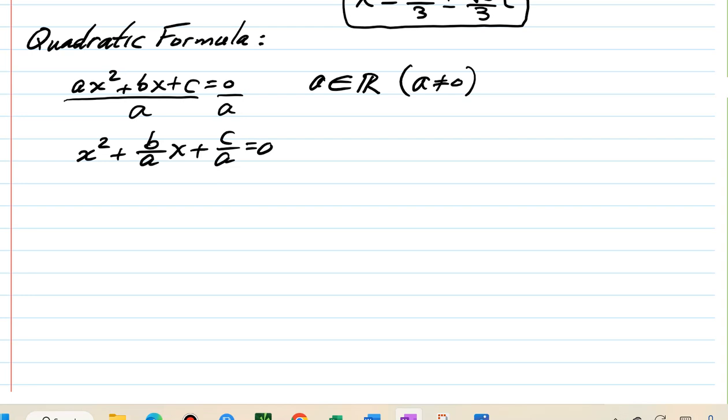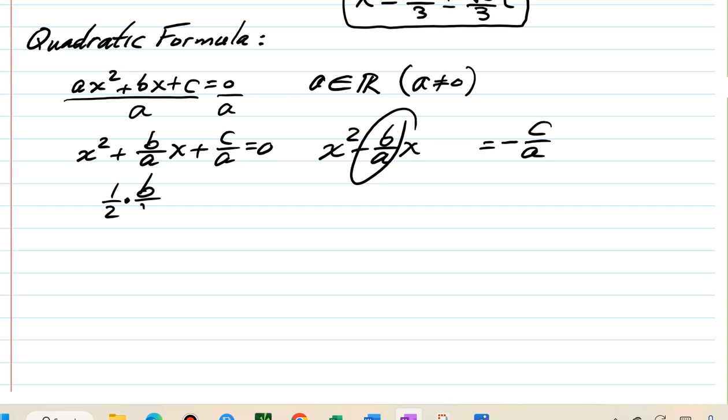And then let's move c over to the other side. Remember, that's the constant that we don't want on the same side. We're going to create our own constant. Now, what do we want to create here? Remember, what we want to create is 1/2 the coefficient on x, which is b over a. Half of b over a, and then we square it.